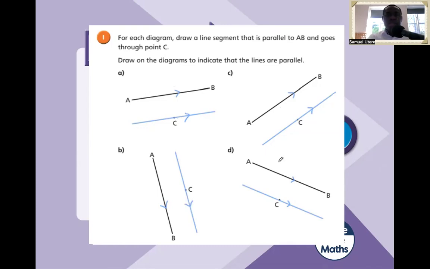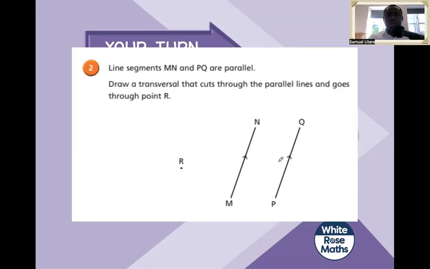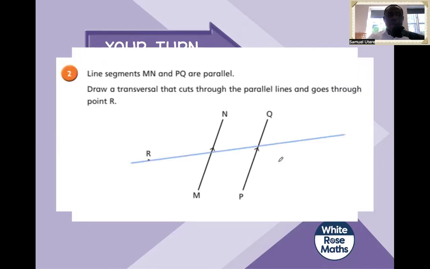Pause the video and answer question 2 in 2 minutes. Assuming you've paused the video and you've answered question 2, here are the answers. Let's discuss them. Here you were asked to draw a transversal that cuts through the parallel lines and goes through point R. All you have to do is take a ruler, make sure the ruler is lined up properly and goes through point R, and just draw a straight line.